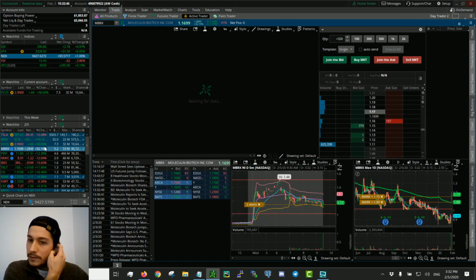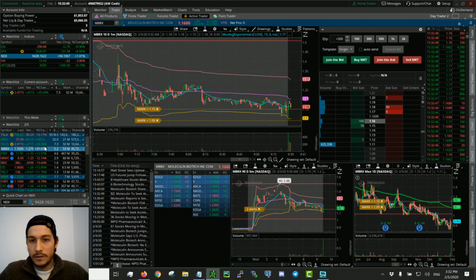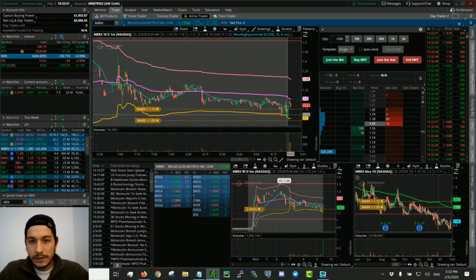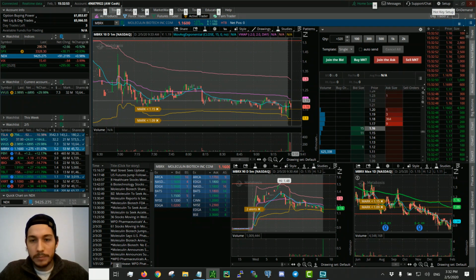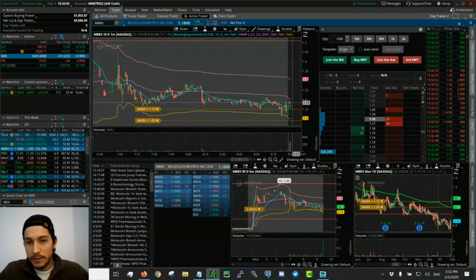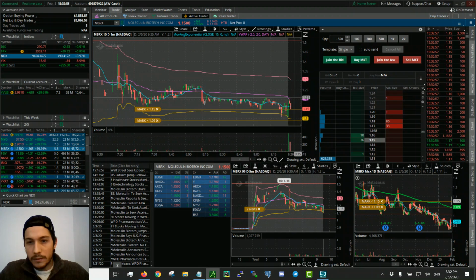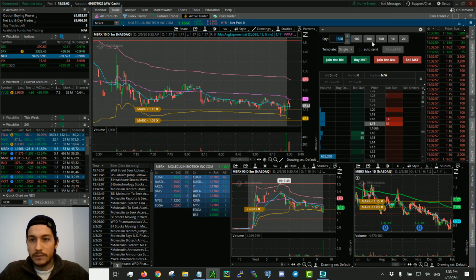MBRX. Similar moves, found some bigger support though, pulling up a little bit here. Finding big support at 1.15.